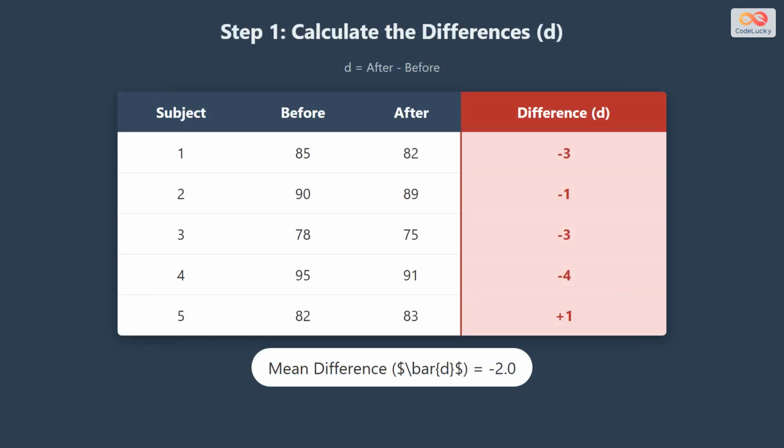The first step in the math is to calculate the difference for each subject. We subtract the before weight from the after weight. For subject 1, 82 minus 85 gives us minus 3. We do this for everyone. This new difference column is what we actually analyze. In this case, the mean difference is -2, suggesting an average weight loss of 2 kilograms.